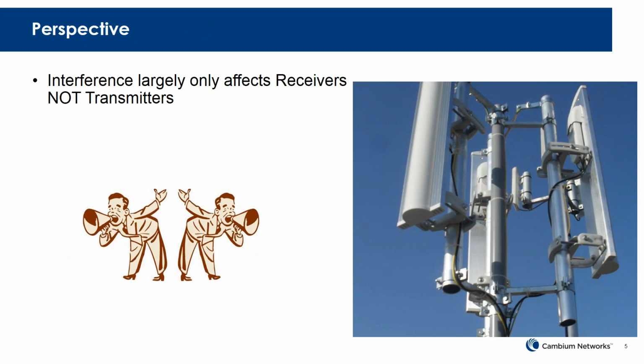And so the next thing that we need to think about when we think about this idea of a channel and a transmitter and a receiver and interference is we have to consider that interference largely only affects the receiver, not the transmitter. And so the idea is that when we're talking about interference, we're not really so much concerned about transmitters causing each other interference and making it to where they can't transmit.